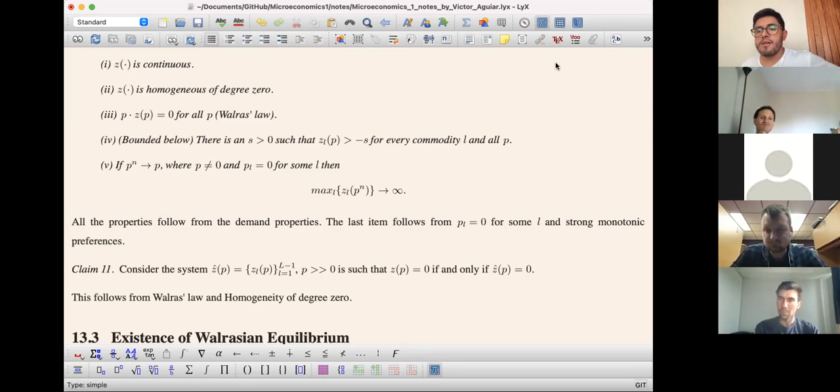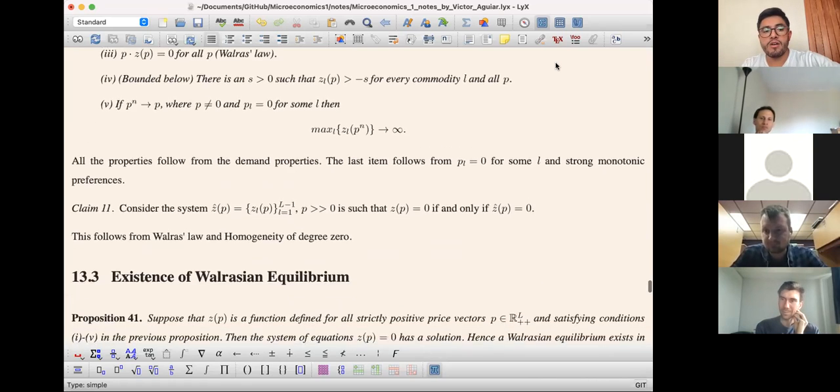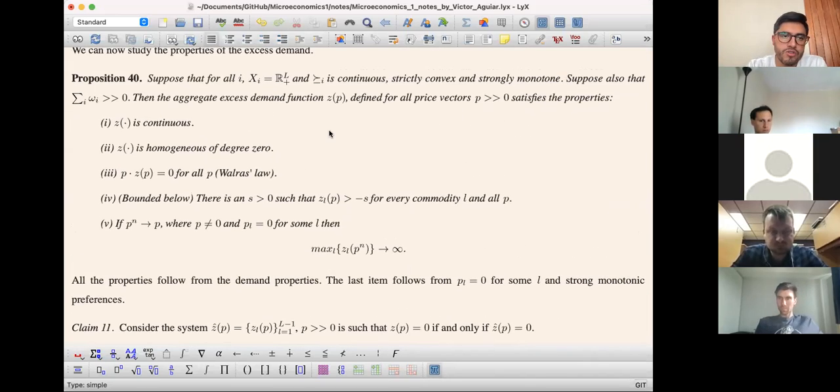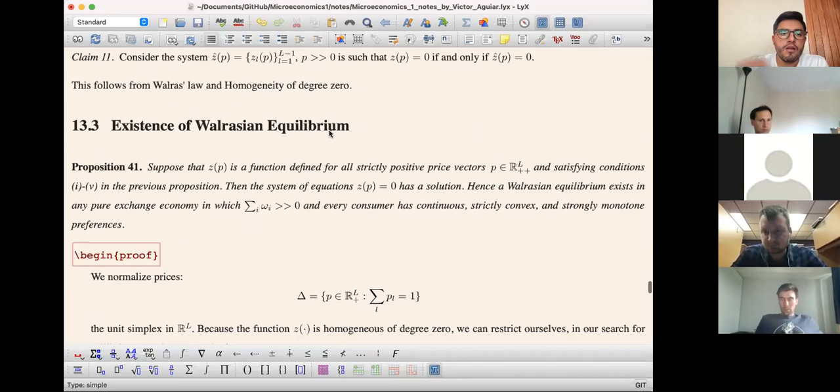Okay, so great. Existence of Walrasian equilibrium. Here comes the nice thing. Suppose that Z(p) is a function defined for all strictly positive prices. So for all prices in the domain, the function has a value, and it satisfies conditions 1 to 5 that I just described. Then the system of equations Z(p) equal to 0 has a solution.